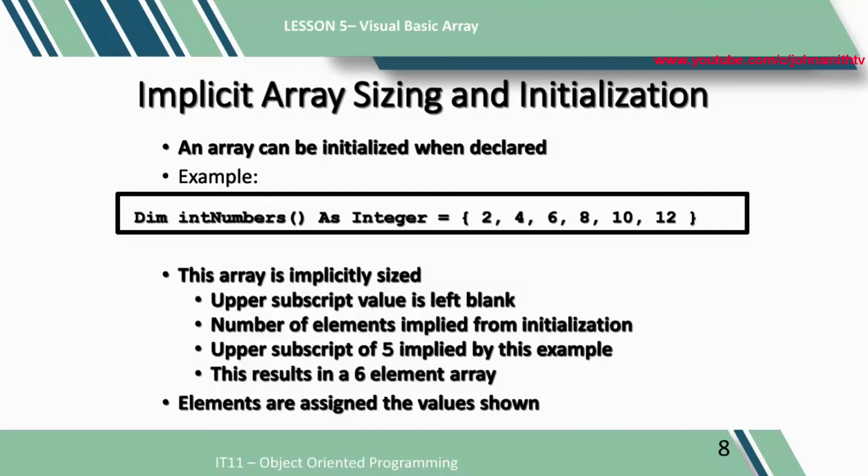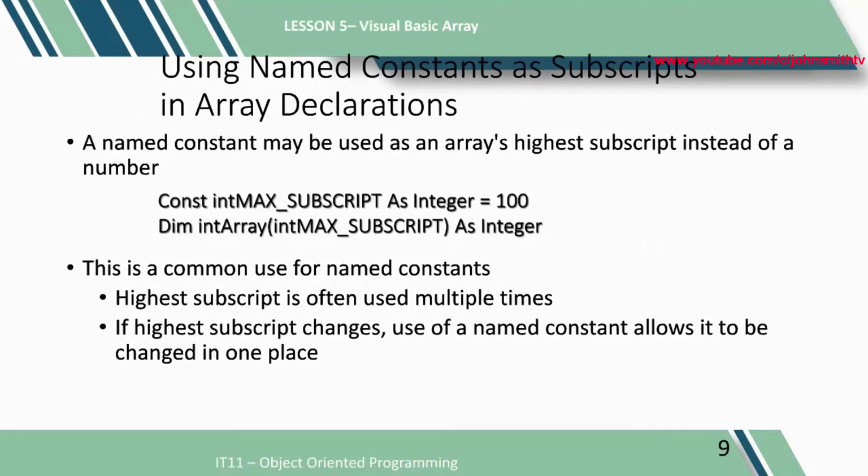Using named constants as subscripts in array declarations makes programs easier to maintain and debug. Programmers often use a named constant as the upper subscript in an array declaration, as shown in the following code: Const intMaxSubscript As Integer = 100. Dim intArray(intMaxSubscript) As Integer. Quite often, when you write code that processes an array, you have to refer to the value of the array's upper subscript. When you declare a named constant to represent an array's upper subscript, you can use that constant any time that you need to refer to the array's last subscript in code.